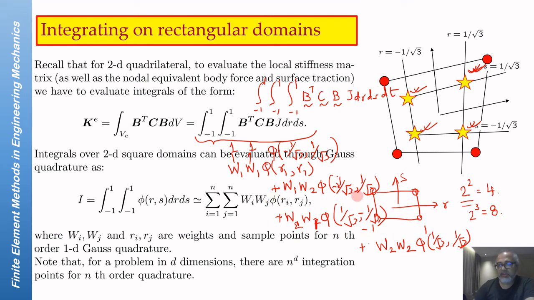These 4 terms will make up the Gauss quadrature formula, and the weights and the sampling points can be taken from the 1D table.